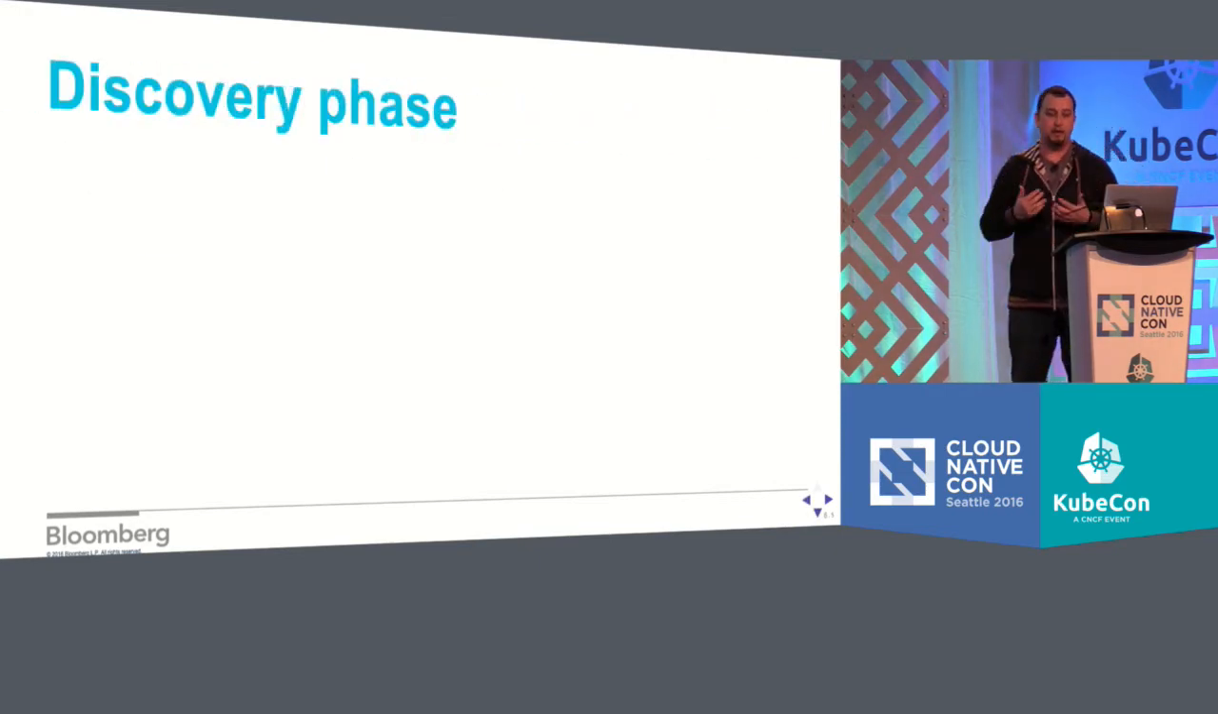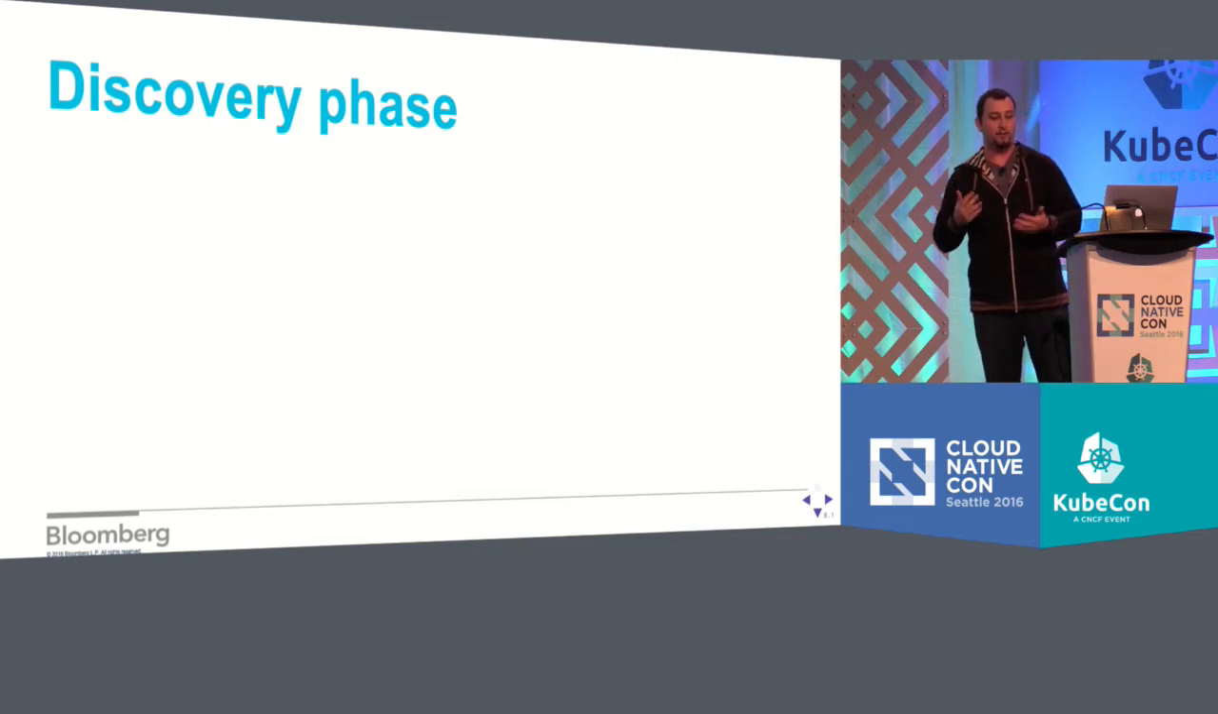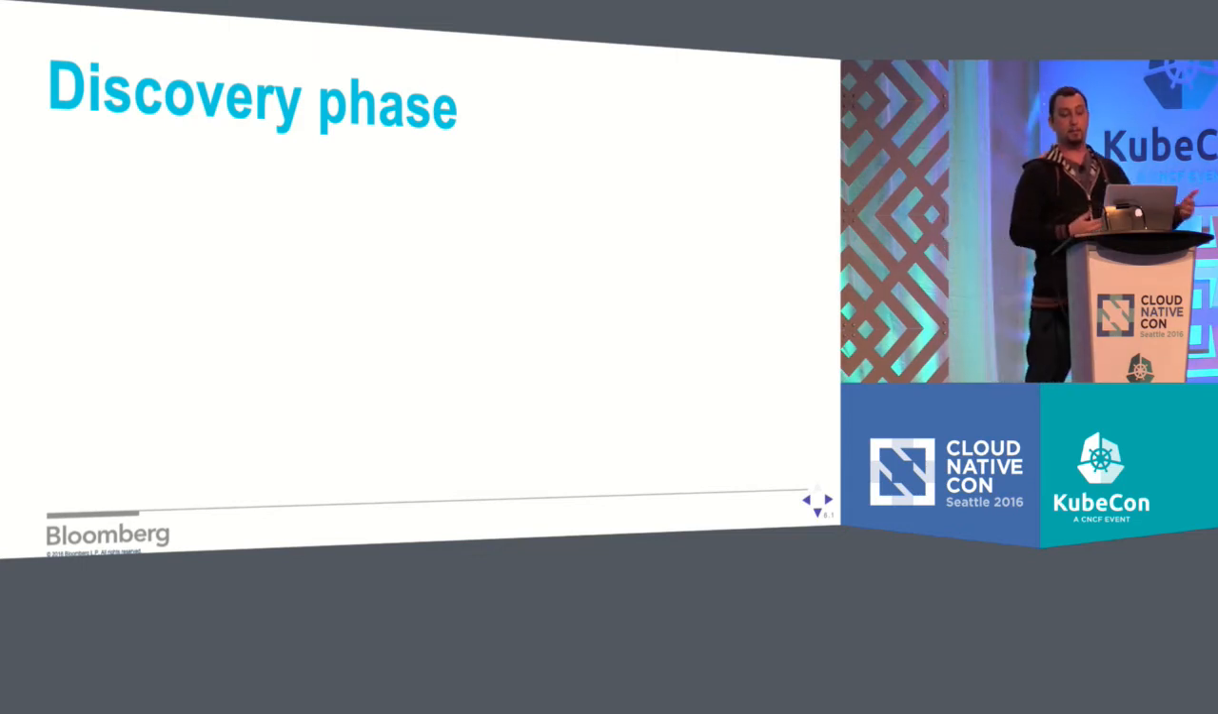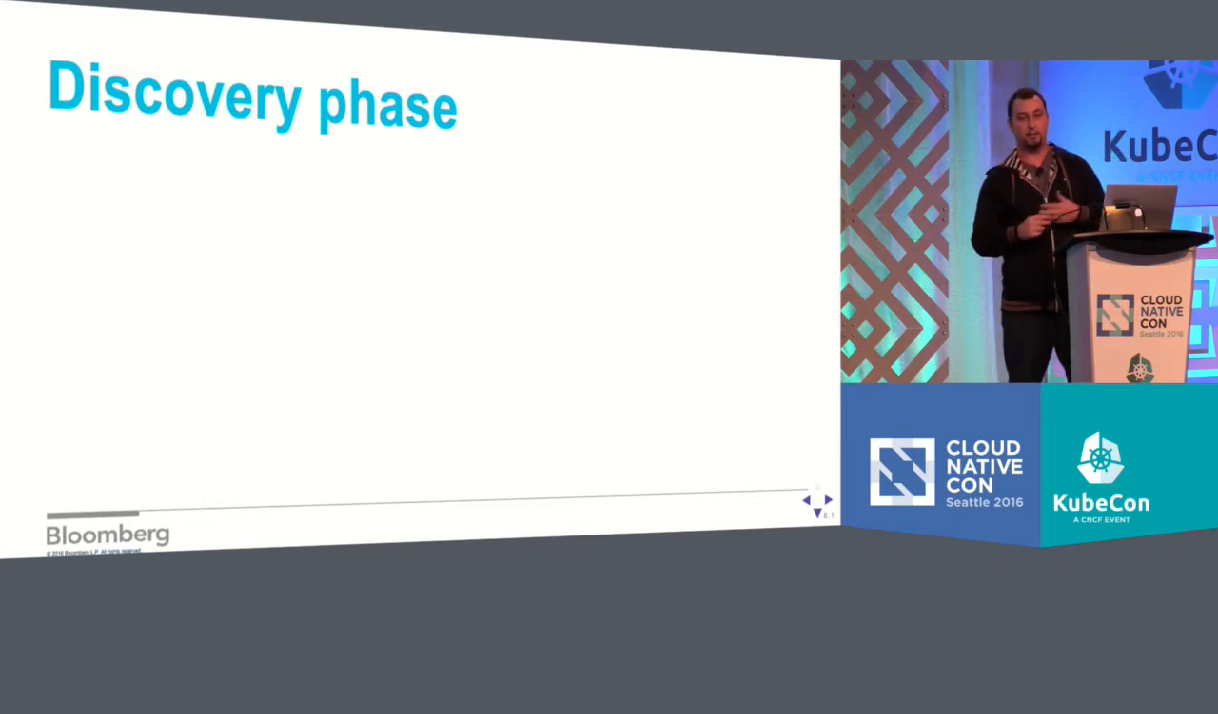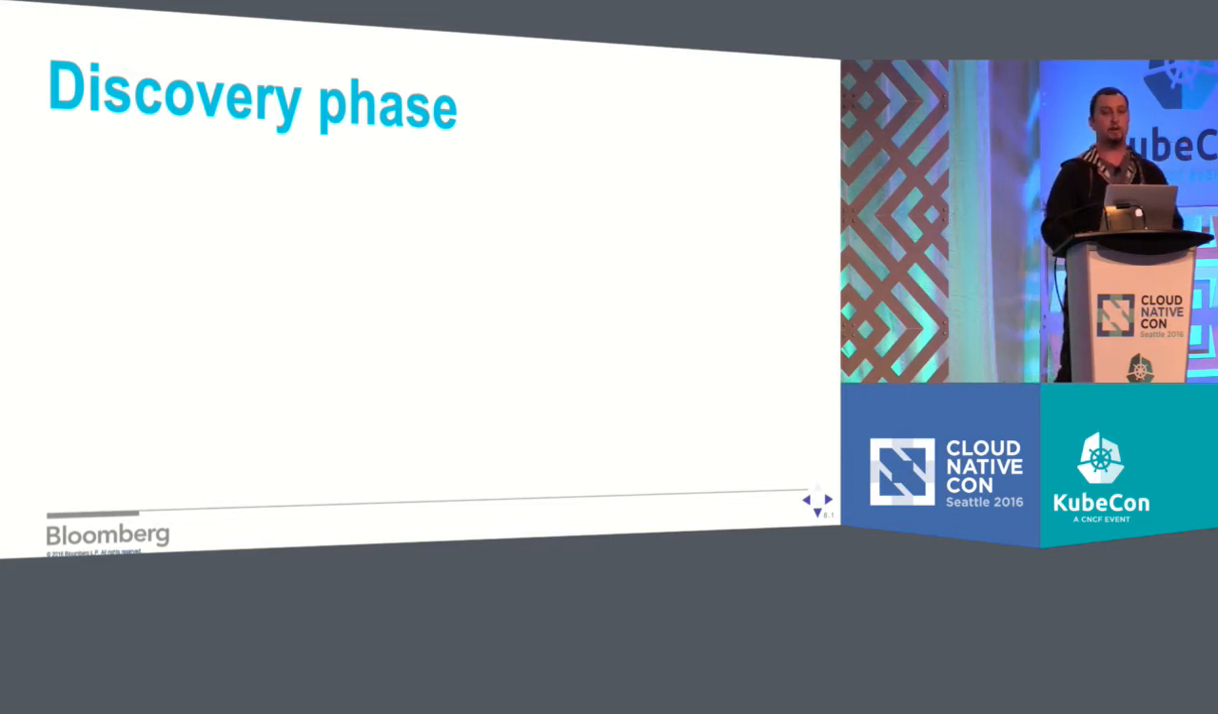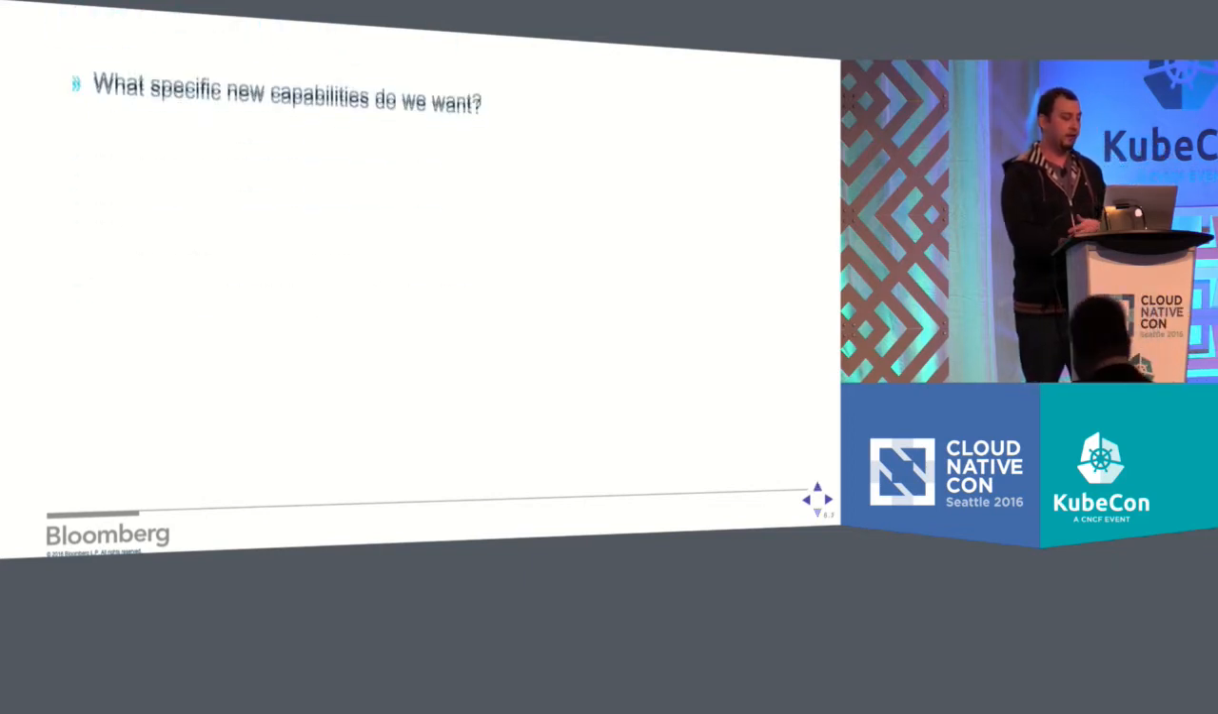So the first step in problem solving is identifying what your problems are and then proposing solutions to them. This leads to a discovery phase where you spend a lot of time on research and a lot of time on trial and error.